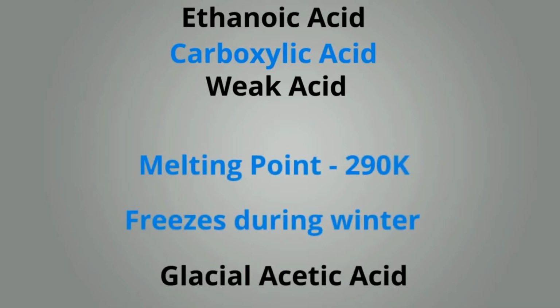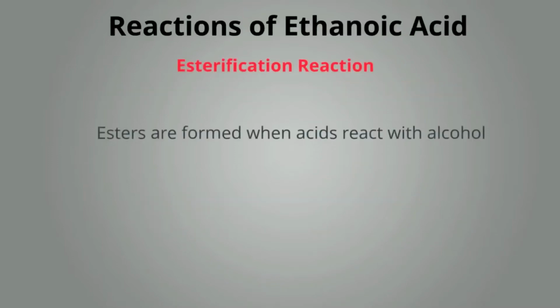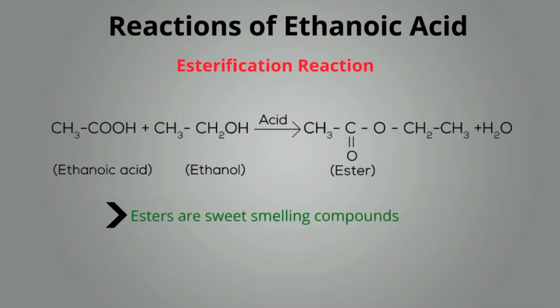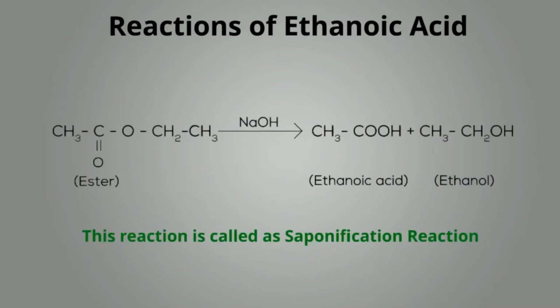Its molecular formula is CH3COOH and its structural formula is this. Ethanoic acid reacts with alcohol in the presence of an acid catalyst to form esters. This reaction is called esterification. Esters smell sweet and are used as flavoring agents and in perfumes. Esters, on treating with sodium hydroxide, convert back to alcohol and the sodium salt of the carboxylic acid. This reaction is called saponification.